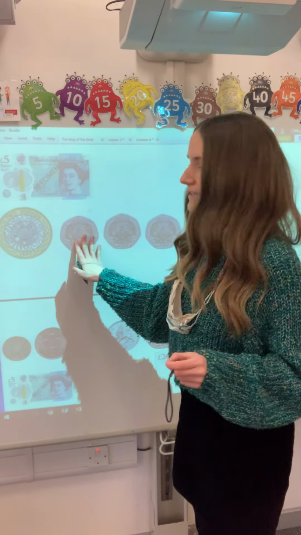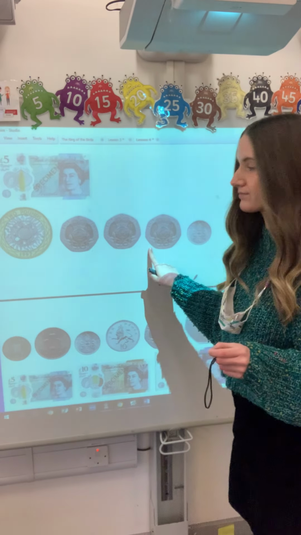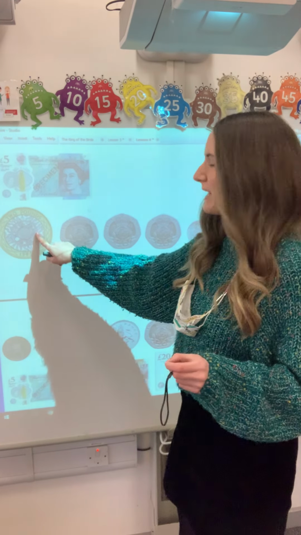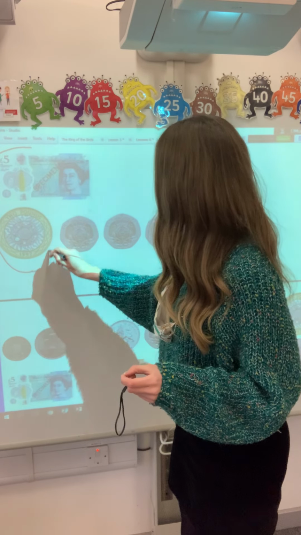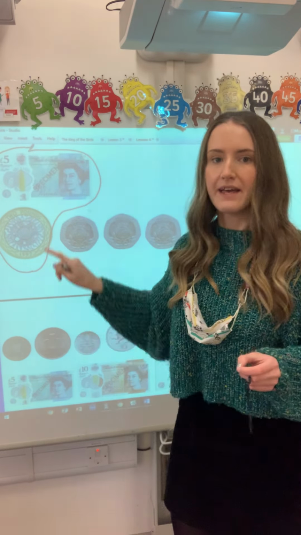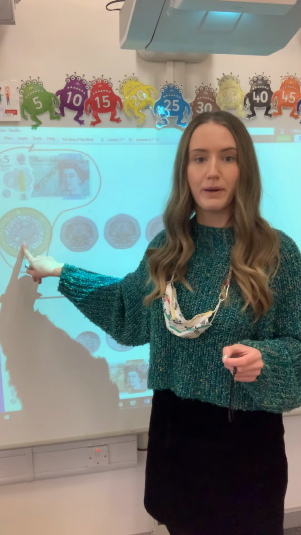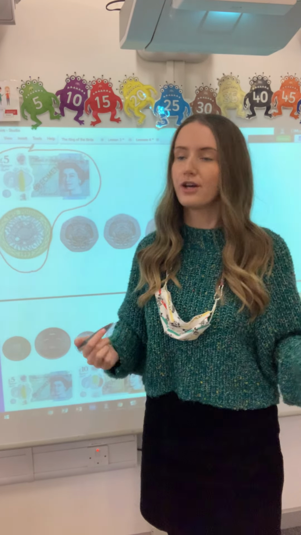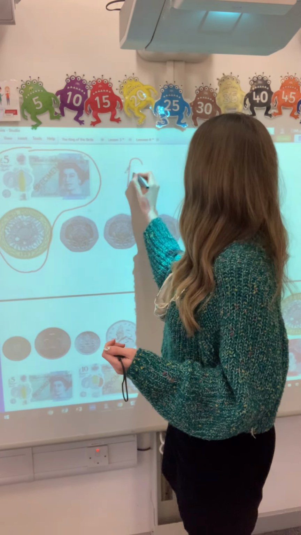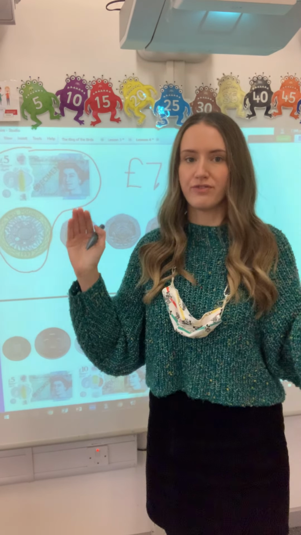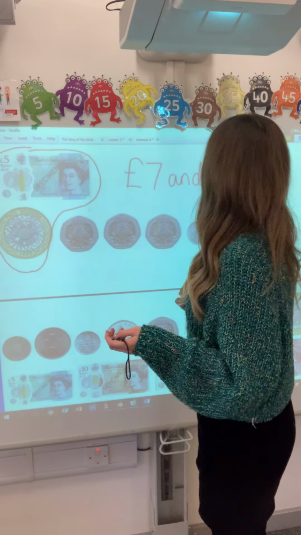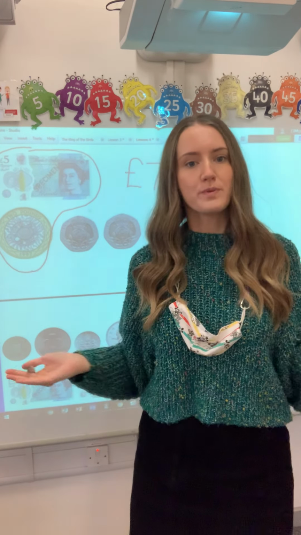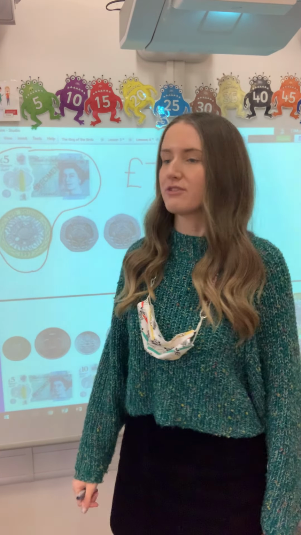Okay, so we know that these are all pence. We've got £2 here and £5 here, so I'm going to circle them. Okay, £5 add £2 is, well, what's 5 add 2? That's right, it's 7. Then I write it down so that I don't forget it. So far it's got £7. Right, so we've counted the pounds now. What do we need to count? That's right, we need to count the pence.